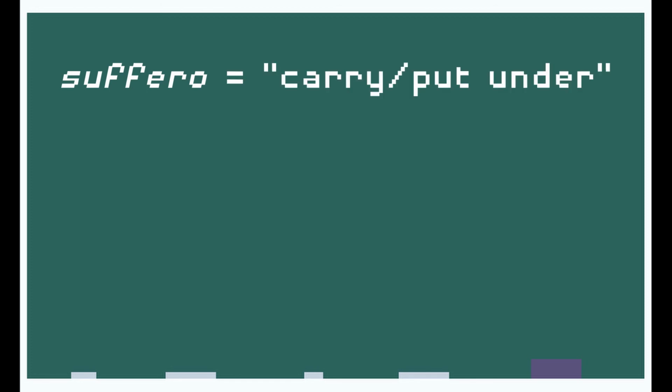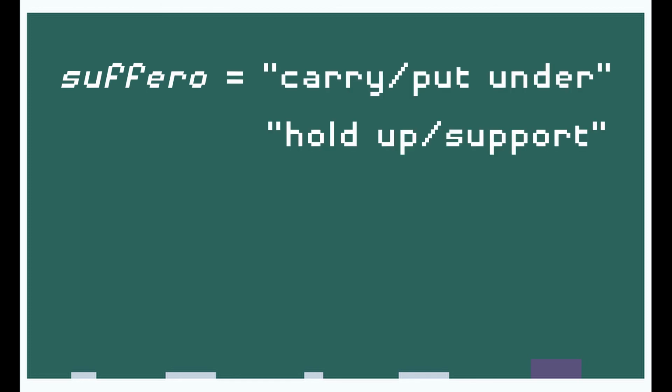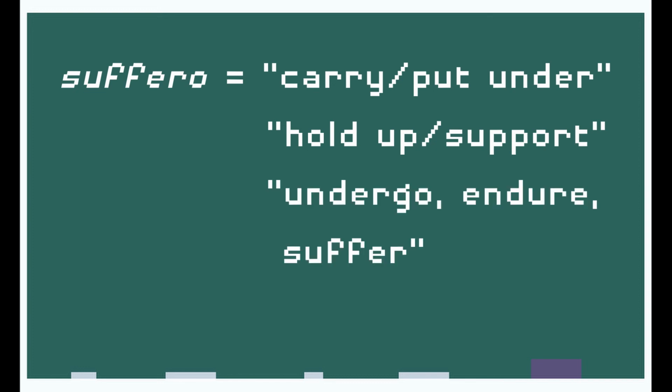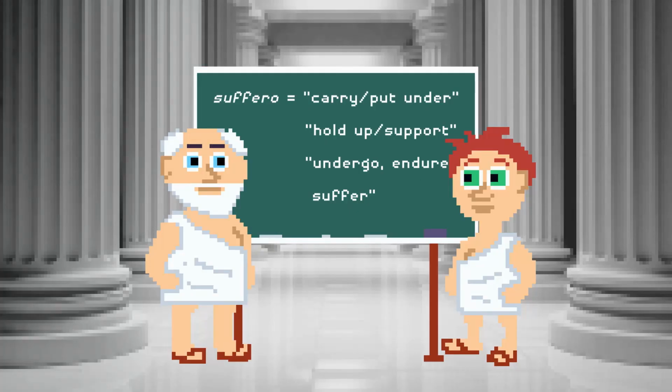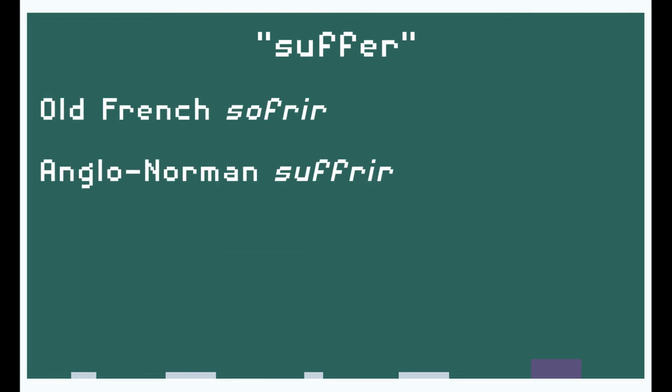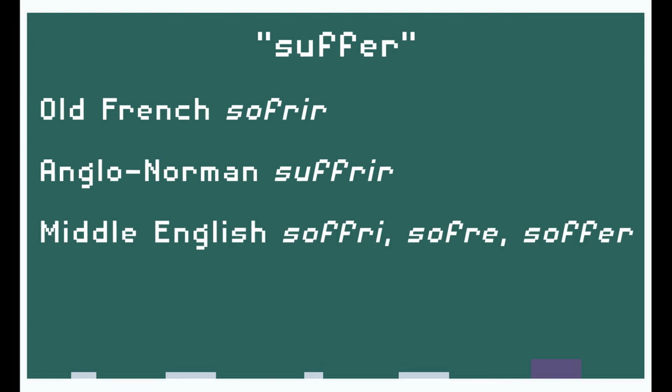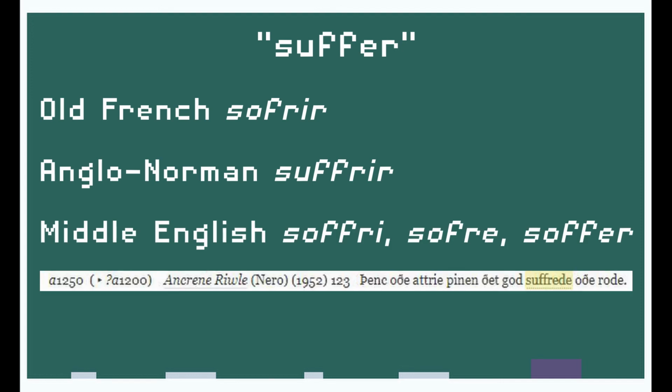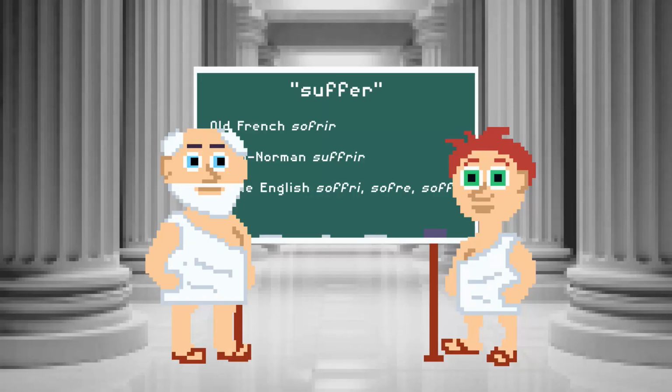Anyway, the verb suffero in Latin can mean a few different things, from the rather literal carry or put under to hold up or support, and by extension undergo, endure, or suffer, same as English. Suffer is an older word than suffrage. It came through Old French into the Anglo-Norman French of medieval England and into Middle English from there, with attested forms as early as around 1200. So, hopefully that clears up the confusion about suffrage and suffer.